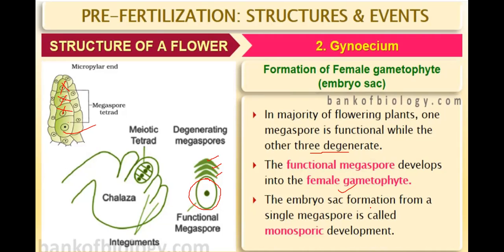The embryo sac formation from a single megaspore is called monosporic development. So out of 4, only 1 is functional. This type of development of the megaspore is called monosporic development. If all are functional, that is called what? Polysporic development.